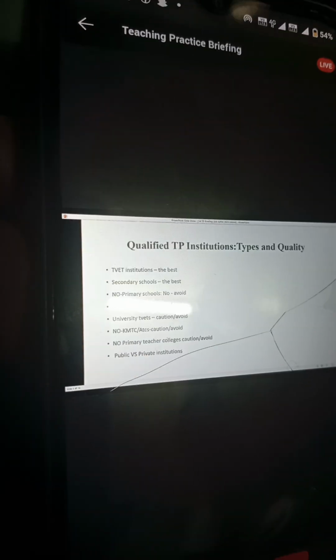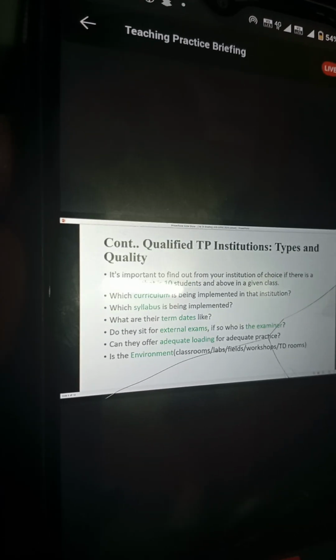Of course, there's an advantage: you might get a job because you are trained, but caution. We are not refusing you going to a private college, because you might be the principal there. So those are the qualified TP institutions where you can do your TP. Thank you.